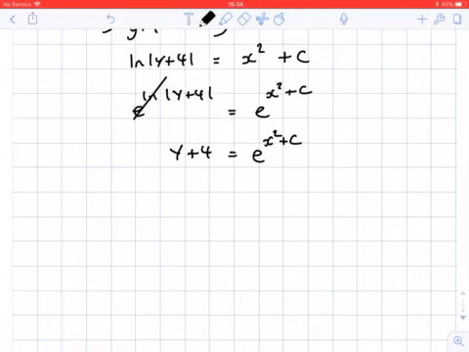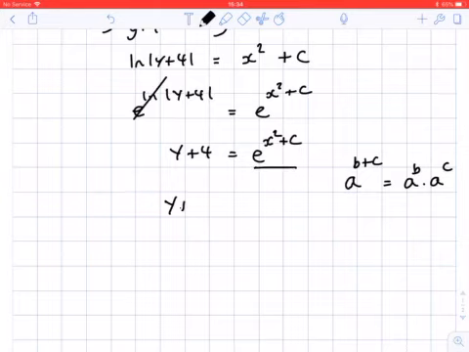What I'm going to do now is use some laws of logs. And if you remember the addition law, if you have a to the power of b plus c, that's exactly the same as a to the power of b times a to the power of c. So I'm going to do this with this function here. So that's going to give me y plus 4 is equal to e to the x squared times e to the c. And that just separates out our constant from our variable.